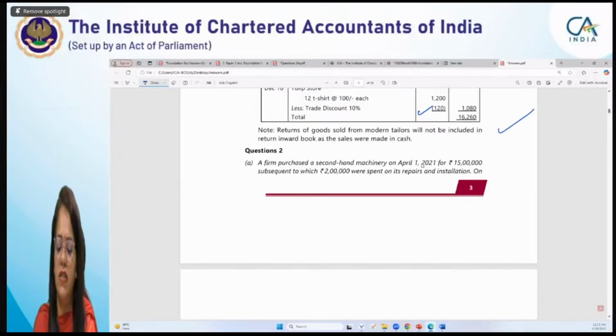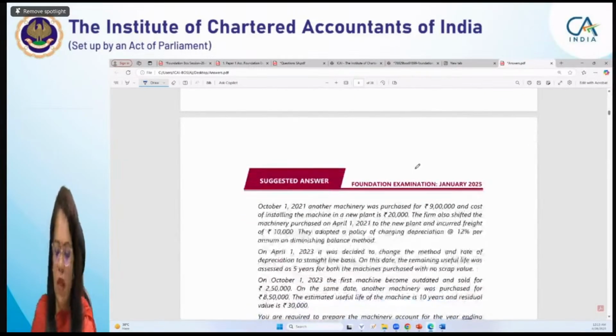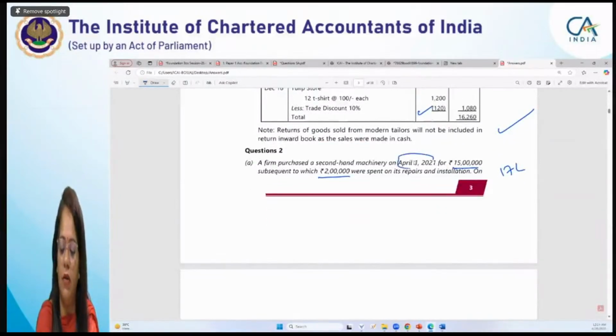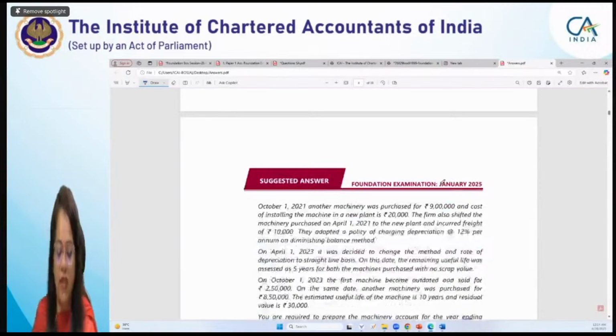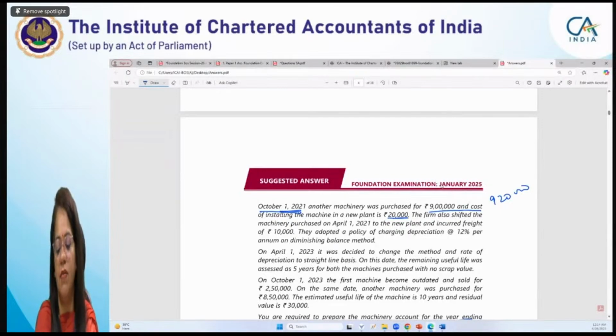A firm purchased a second-hand machinery for 15 lakhs and subsequent to which 2 lakh was spent in its repair and installation. So the total cost comes out to be 17 lakh. Okay. Then the machinery was purchased on 1st April 21. Then on 1st October 21, means after 6 months, another machinery was purchased and the cost of installing was 20,000. So 9,20,000 is the second machinery which was purchased after 6 months.